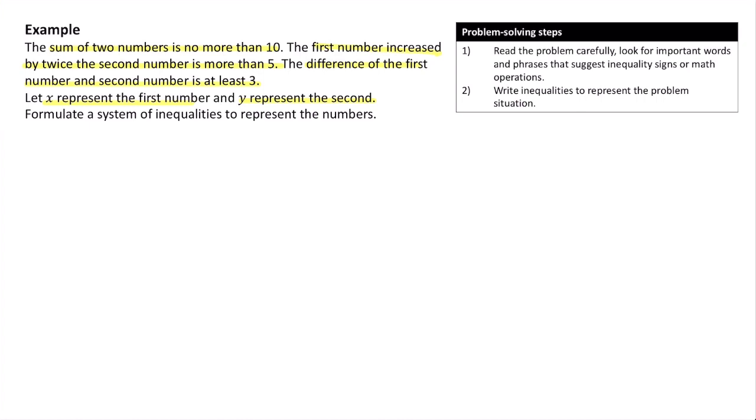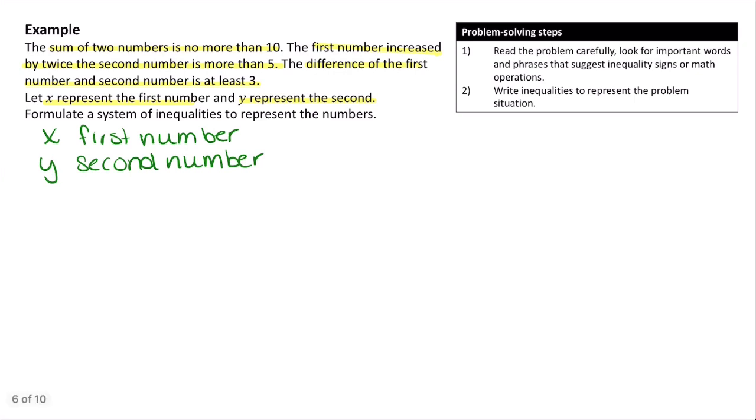Okay, so let's think about what's going on in these sentences. To start off, we already have our variables defined for us, right? We know that x is the first number, and we know that y is the second number. So we already have those two variables. Now let's think about each sentence and how that can be translated into an inequality. My first sentence says the sum of two numbers is no more than 10.